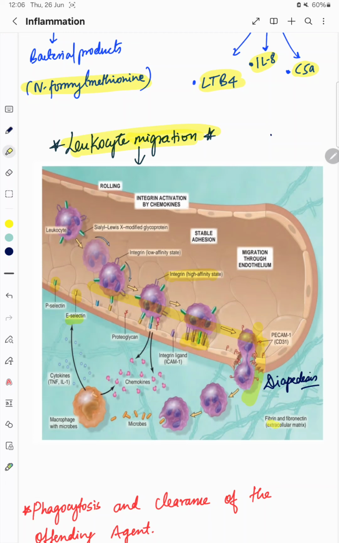Once the leukocyte is in the interstitium, it follows the chemotactic signal released by the macrophages or the microbes and reaches the site of infection or inflammation, resulting in further phagocytosis of these microbes.